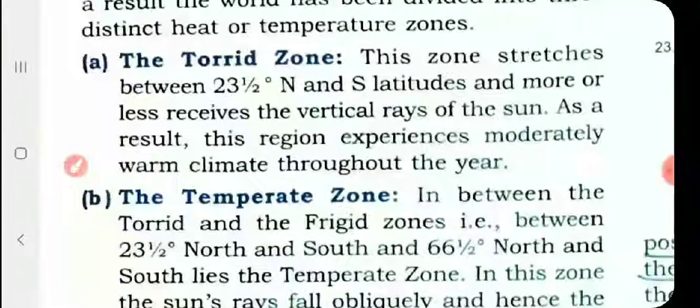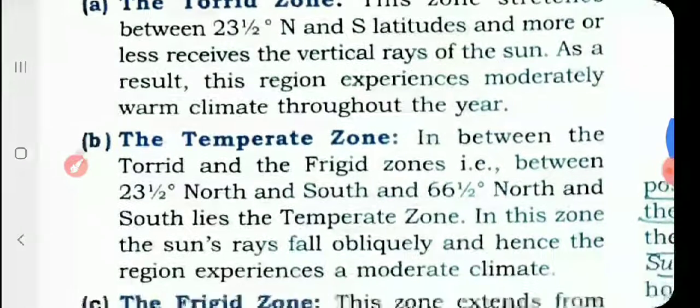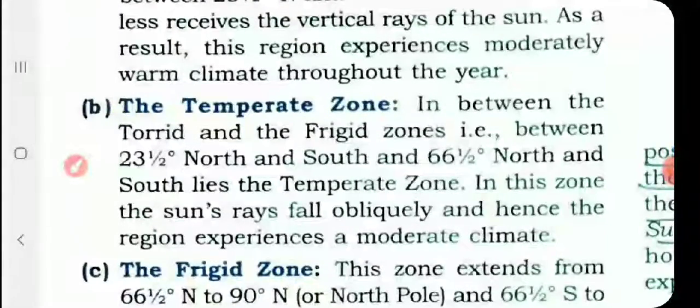That means the Tropic of Cancer in the north and the Tropic of Capricorn in the south. Equator to 23 and a half south and equator to 23 and a half north. This zone is known as the torrid zone because in this zone sunlight falls vertically throughout the year, and therefore this zone is extremely hot throughout the year.